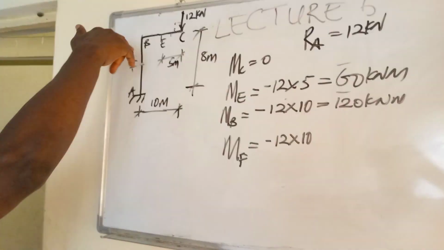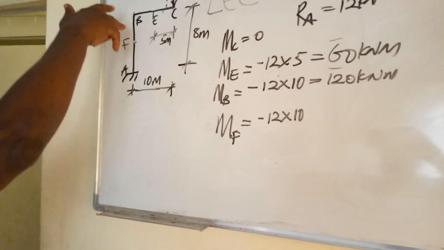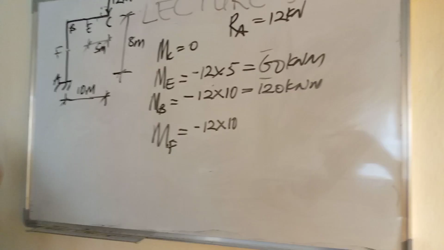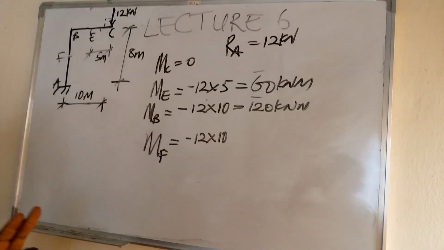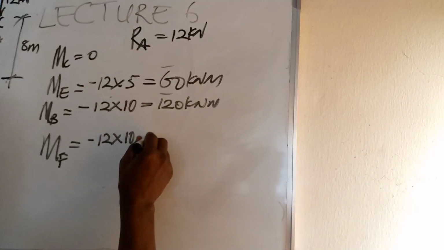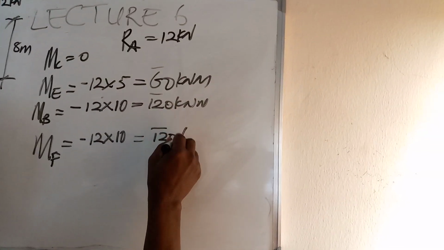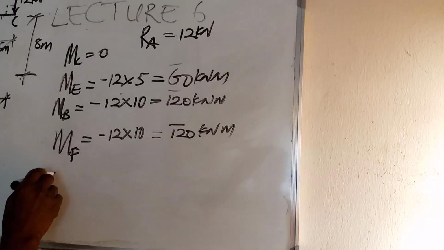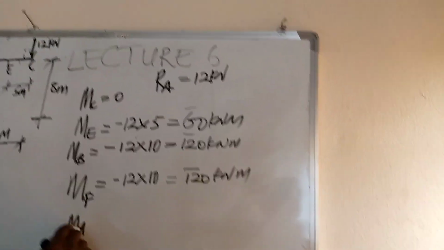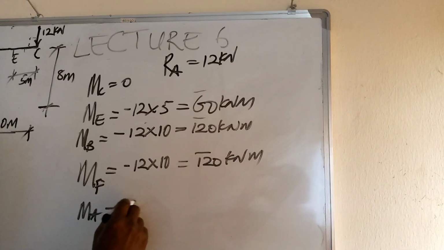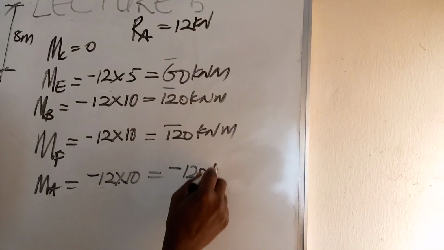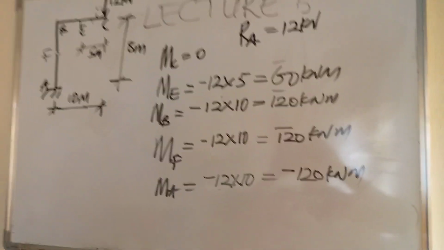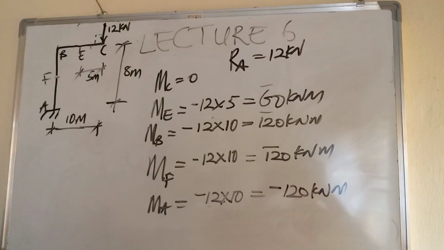We're in BF now, but the length BF is not perpendicular to the load. That's why we are not multiplying with the length BF. Moment is force times perpendicular distance. So this is equal to minus 120 kilonewton meter. Then moment at A is equal to minus 12 times 10, which is minus 120 kilonewton meter. Simple.